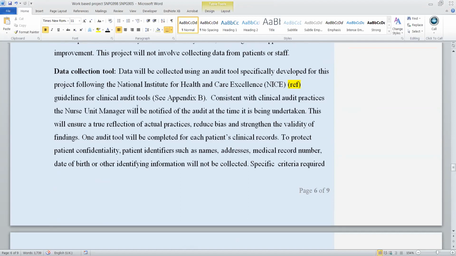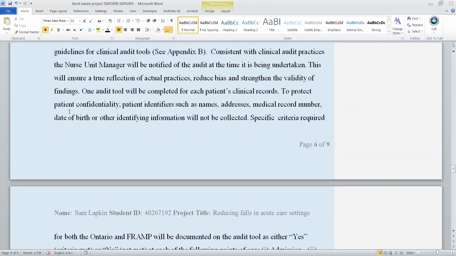Okay, consistent with clinical audit practices, the nurse unit manager will be notified of the audit at the time it's being undertaken. This will ensure that there's a true reflection of actual practice and reduce bias and strengthen the validity of the findings. One audit tool will be completed for each patient, and to protect confidentiality, patient identifiers such as names, addresses, medical record number, date of birth, or other identifying information will not be collected.